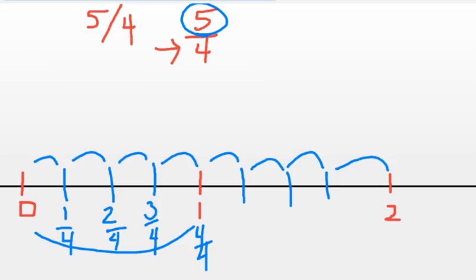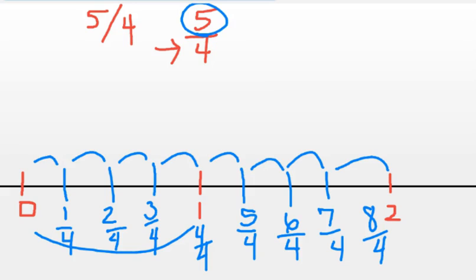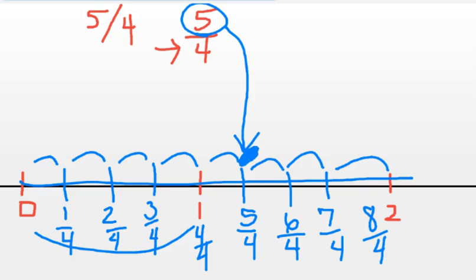So right here, actually, you can name this 5/4, 6/4, 7/4, and this would be 8/4. Okay, so if I'm looking for 5/4, then it would land right there on that line. Okay, here's my line. So I would be right here at 5/4.